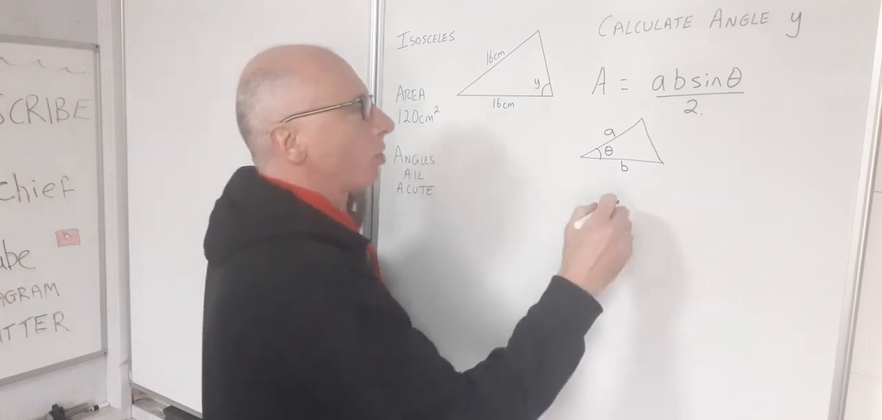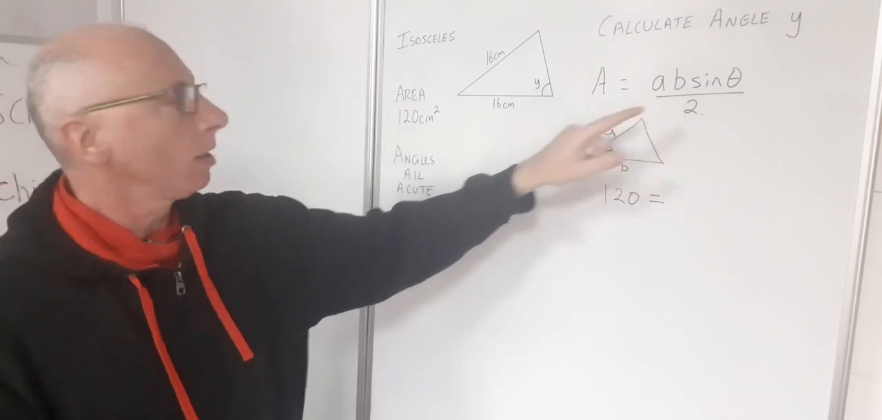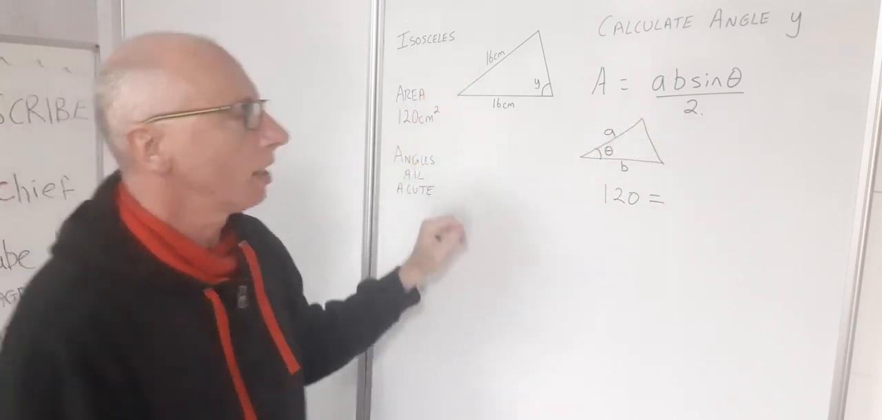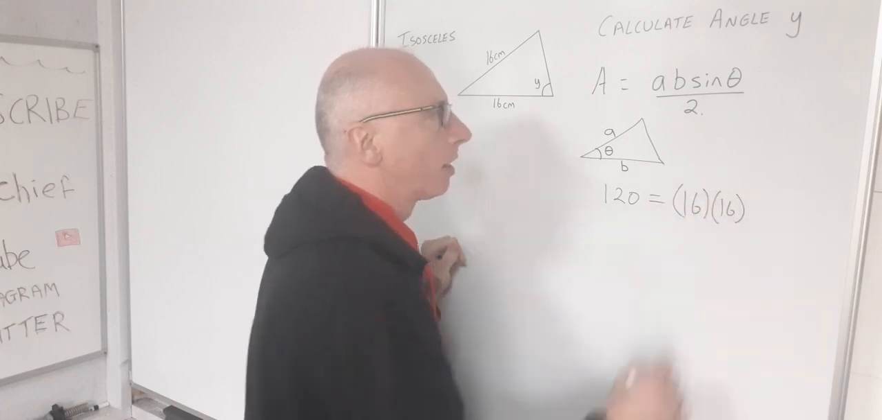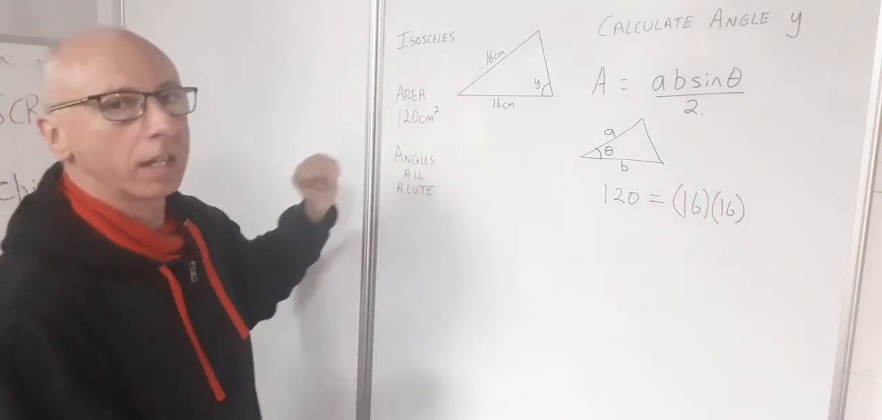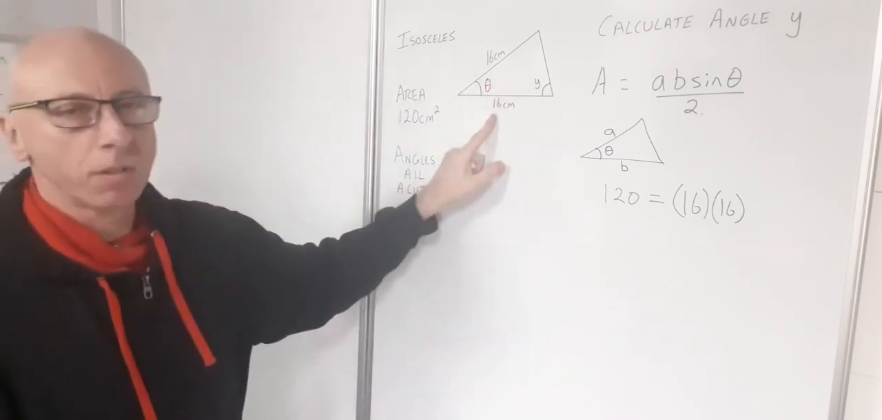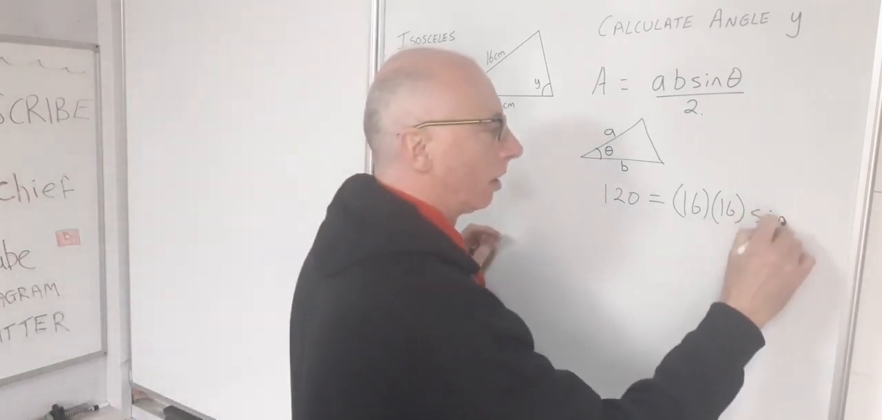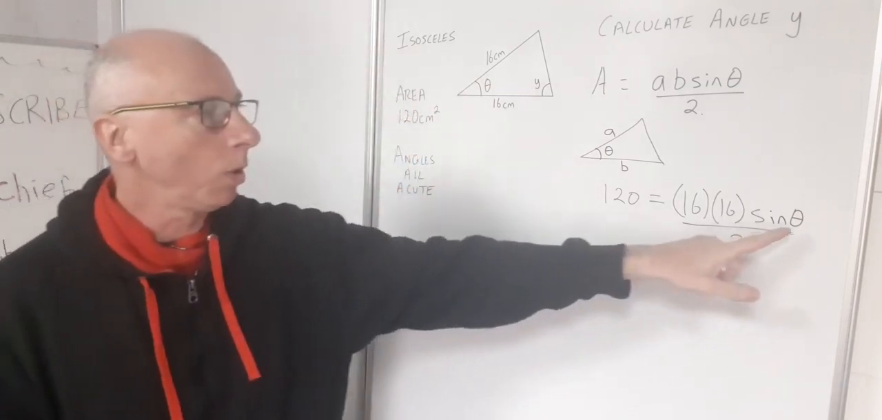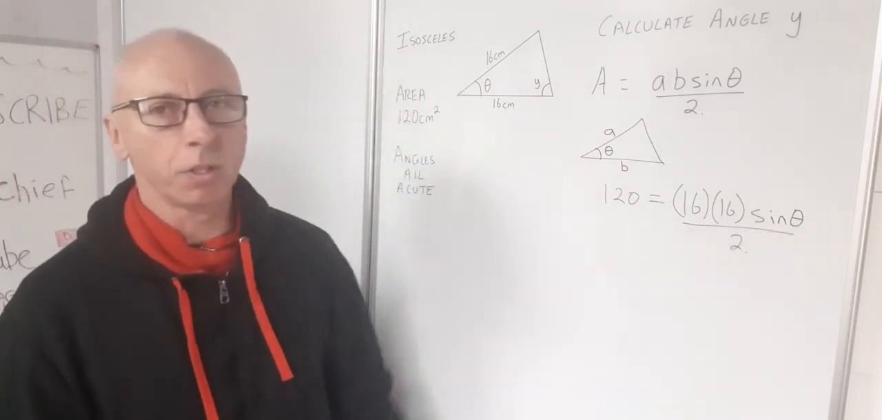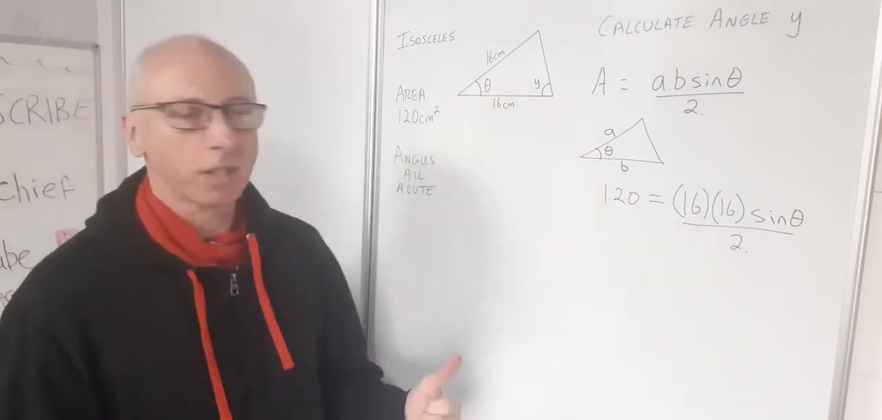So the area is 120. Sides A and B, which we are given, are 16. So we've got 16 and 16. And sine of angle theta, let's put this one in here and call that theta. So sine of theta divided by 2. Well, that's good. We've got one variable and a load of numbers, so we can solve for that variable. So we can get this angle from that formula. So let's go with that.